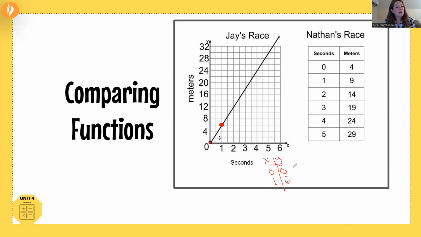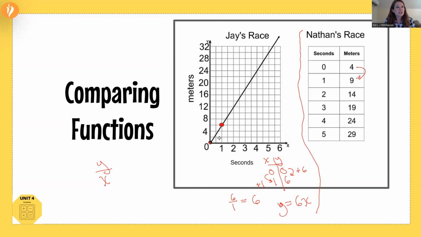All right, so if we find the change in y, remember last unit we said when we find the rate of change, it's always the change in y over the change in x. So how does y change? It increases by 6. And how does x change? It increases by 1. So if we write the change in y over the change in x and simplify it, we see that our rate of change is 6. So y, which is meters, for J, equals 6 times the number of seconds.